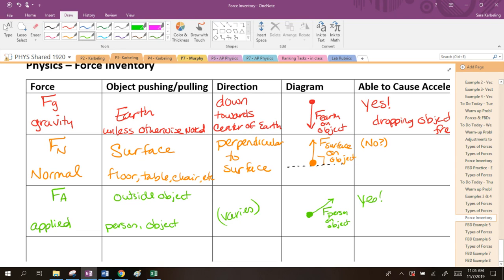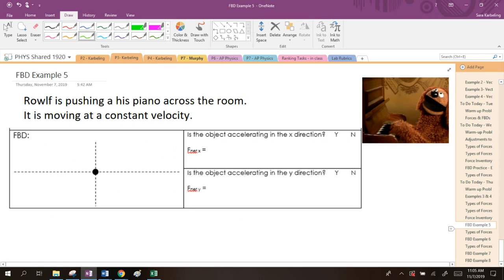I want you to turn to the back. We're going to do number 5 right now. Example number 5 involves one of my favorite Muppets, Rolf, who is the piano player. The situation is that Rolf is pushing his piano across the room. It says that it's moving at a constant velocity. That's the information that I'm giving you. I would like you to draw a free body diagram of the piano. So the dot is the piano. Draw all of the forces that are acting on the piano. Go ahead and do that. I'll give you just a minute to do it, and then we're going to regroup and talk, okay? Go, go, go.